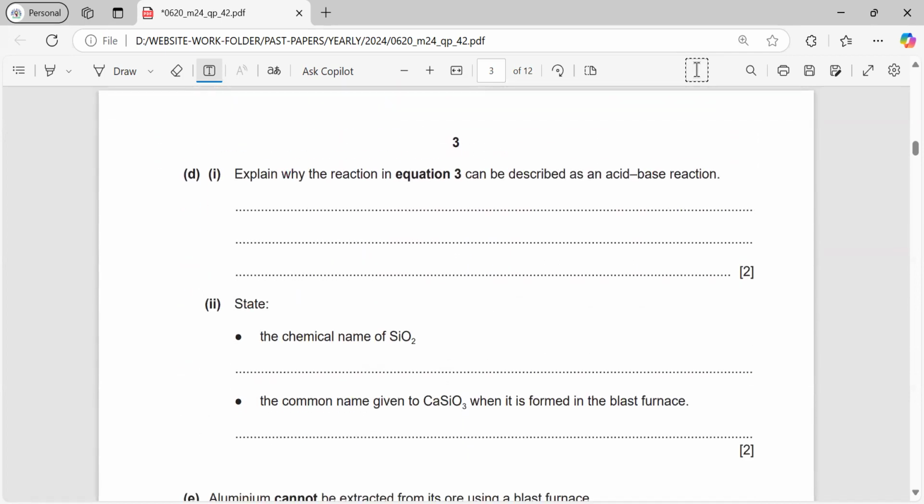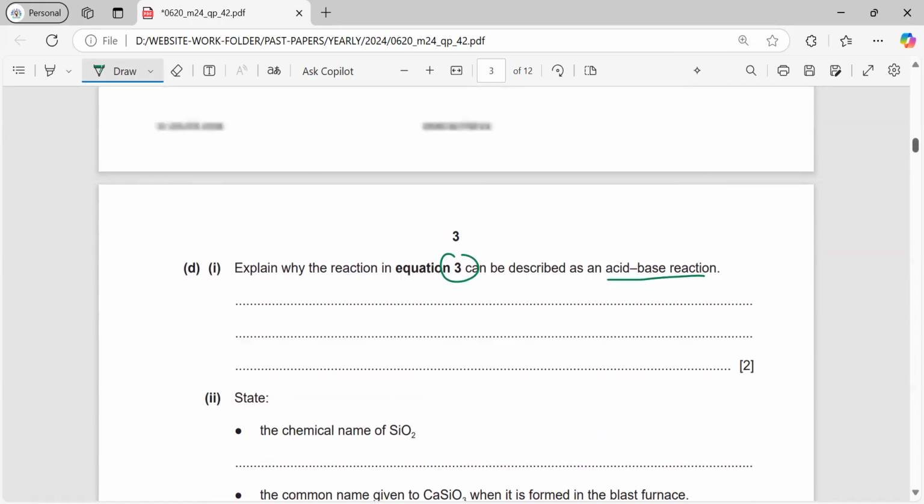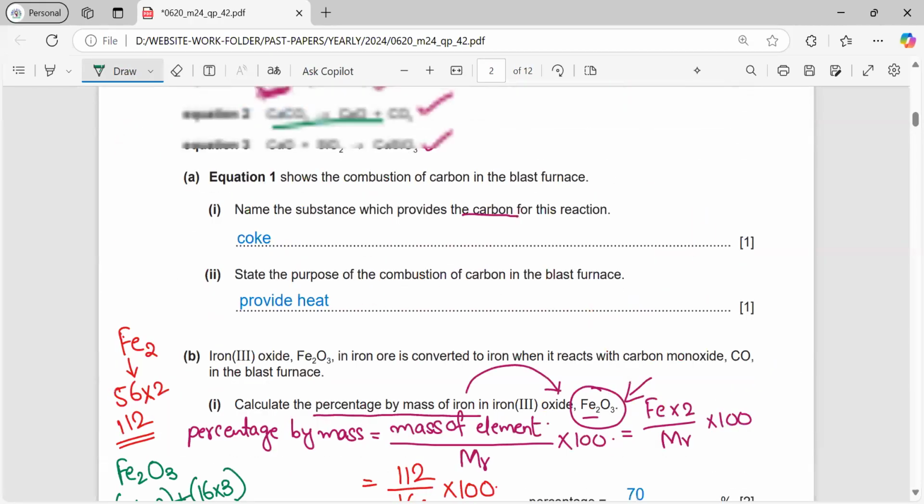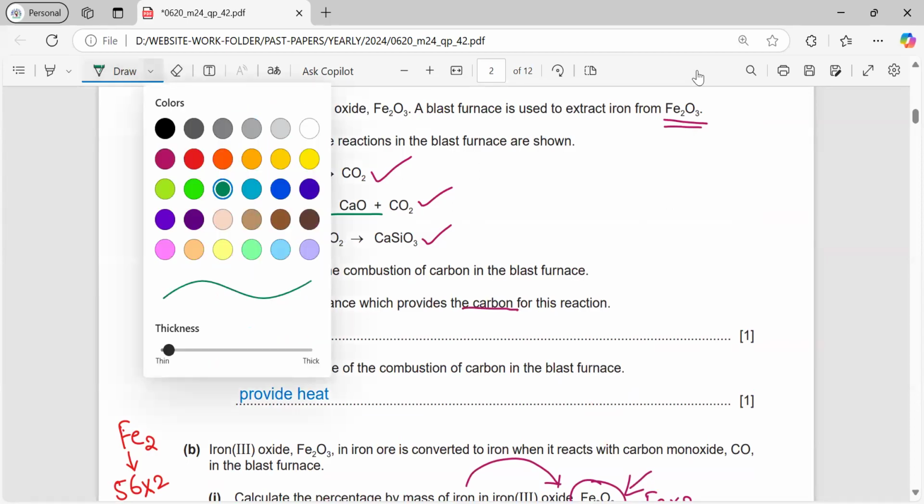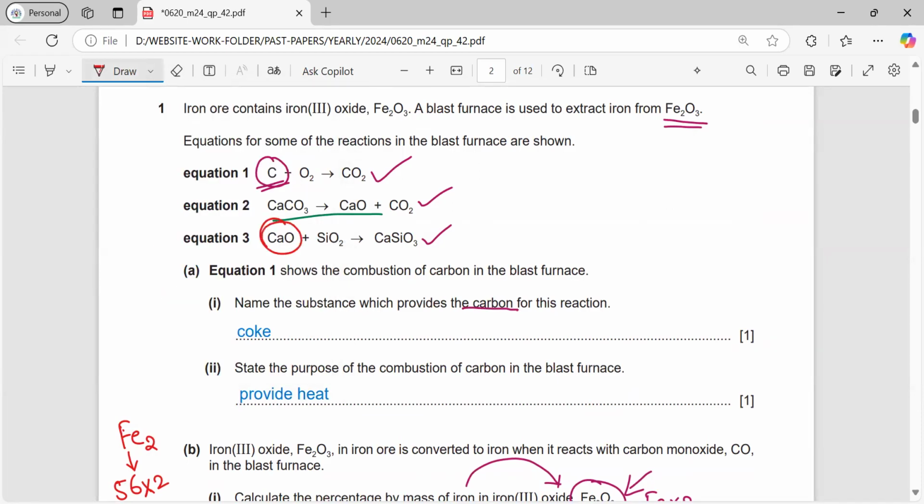Explain why the reaction in equation 3 can be described as an acid-base reaction. In equation 3, we have calcium oxide and silicon oxide. They are reacting with each other to form calcium silicate. If we see it carefully, calcium oxide is a metal oxide, which is a base, and silicon oxide is an acidic oxide. It's a non-metal oxide acting as an acid.